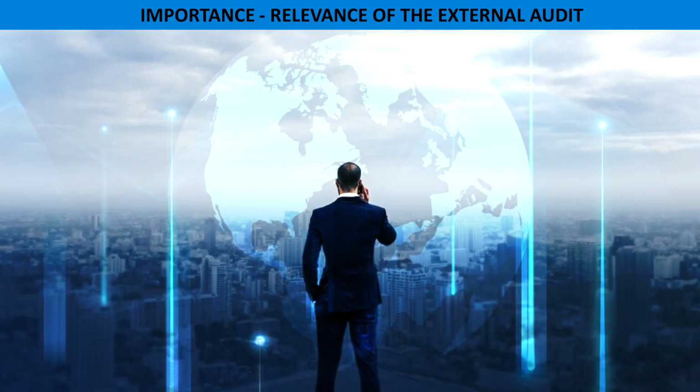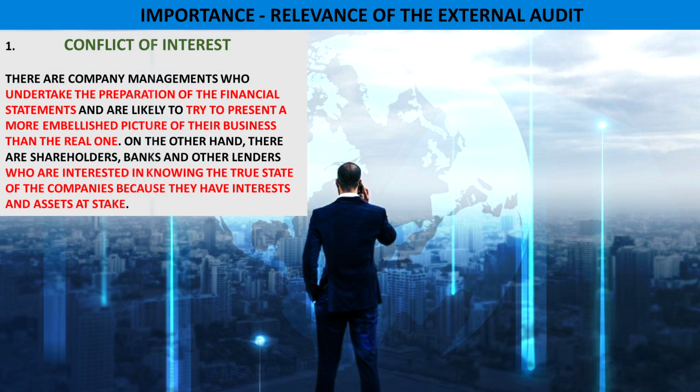The answers to the three questions are summarized in the following four factors. The following four factors are provided in the answer to the question why the external auditor is necessary. First, conflict of interest. There are company managements who undertake the preparation of the financial statements and are likely to try to present a more embellished picture of their business than the real one. On the other hand, there are shareholders, banks, and other lenders who are interested in knowing the true state of the companies because they have interests and assets at stake.